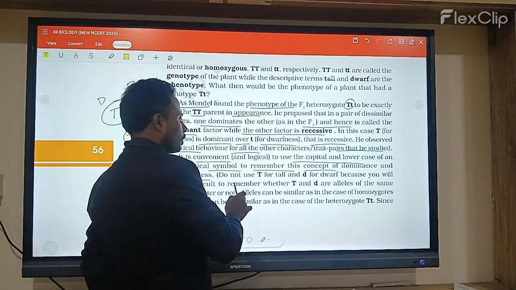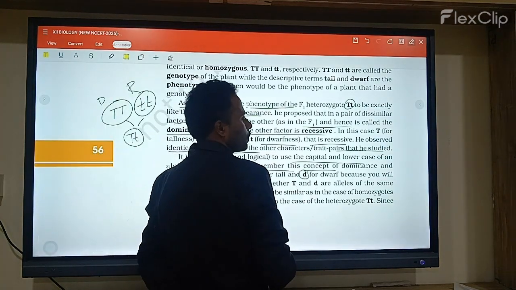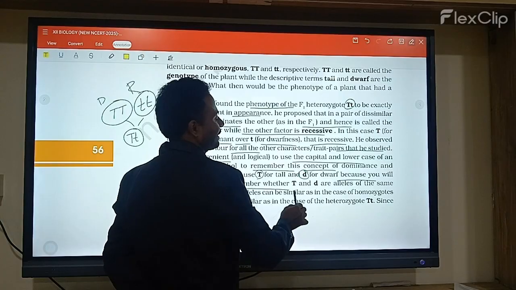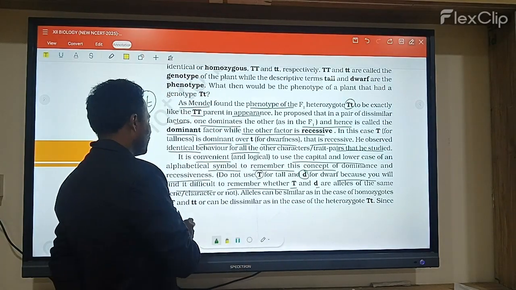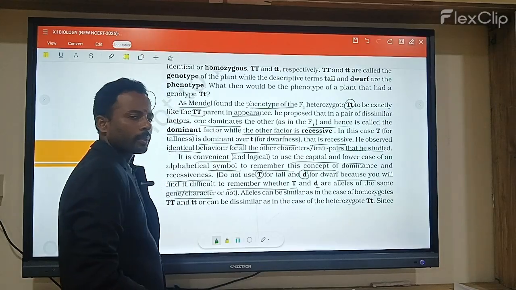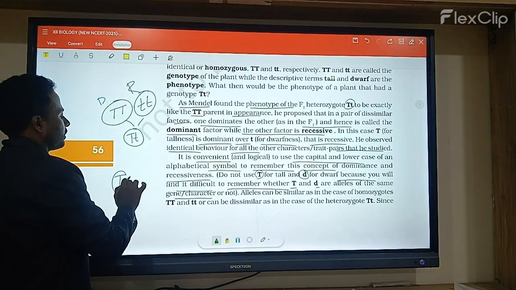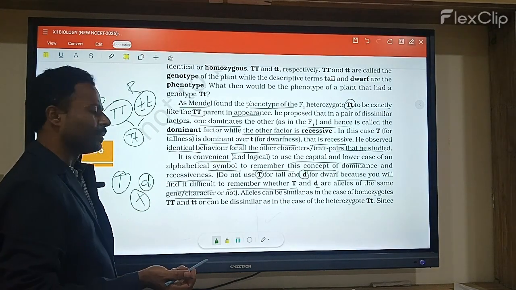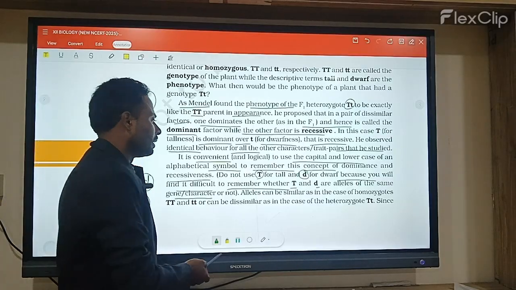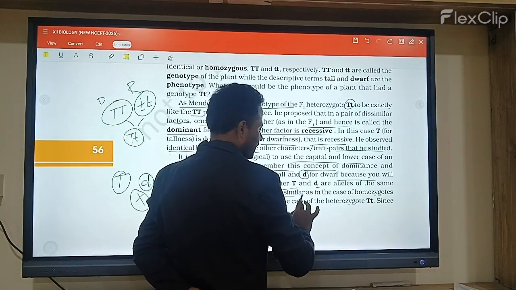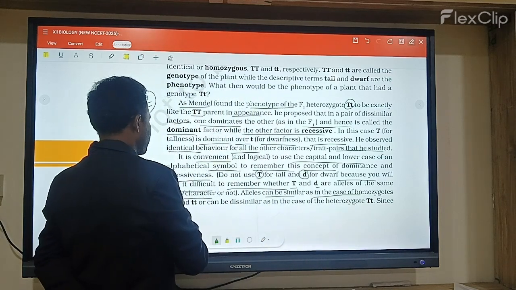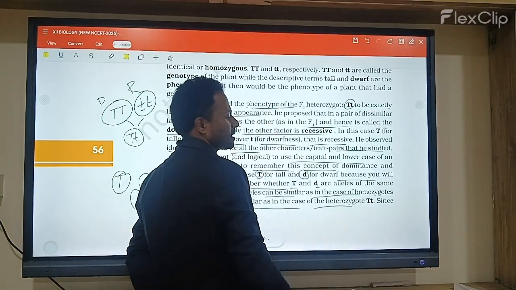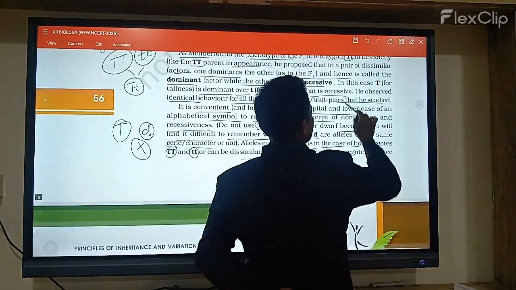If you don't use capital T and small t for dwarf cases, you will find it difficult to remember which letters are alleles of the same gene. So don't use other letters here, because it creates confusion. Alleles can be similar, as in the homozygous capital T, and small t can be dissimilar, as in the heterozygous character, capital T and small t.